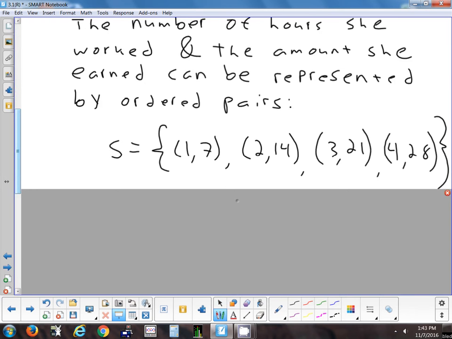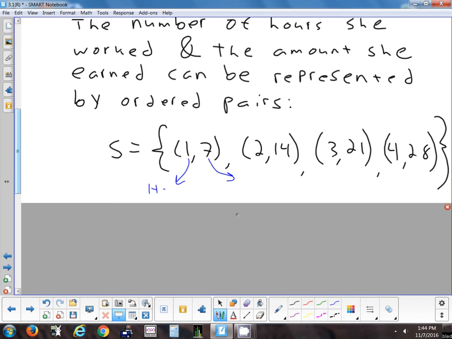I'm not going to write it for each one, but can somebody just tell me for the first one, what does the 1 mean and what does the 7 mean? 1 is what? Yep, Josh? Hours. Yep, that's hours. And what about the 7? Yeah, money. So what we're doing is showing a connection between hours, or time, and money. What's nice about ordered pairs is it's a lot shorter way to write it out. You don't have to write as many words. 2 comma 14 is a lot shorter than writing 2 hours she made $14.